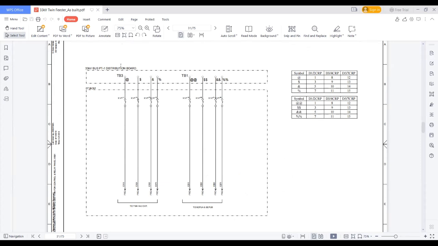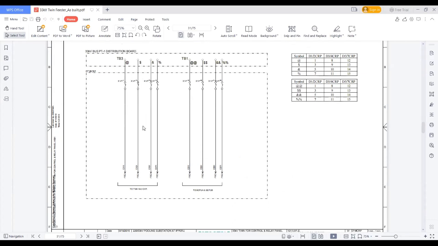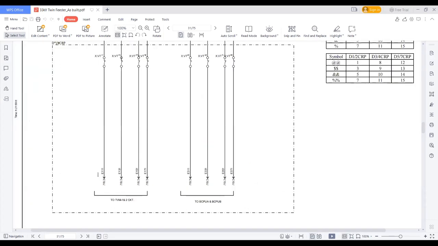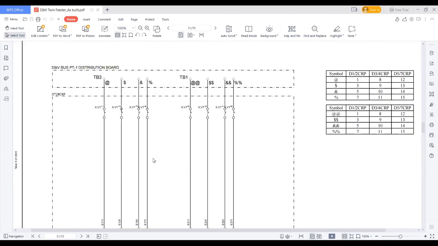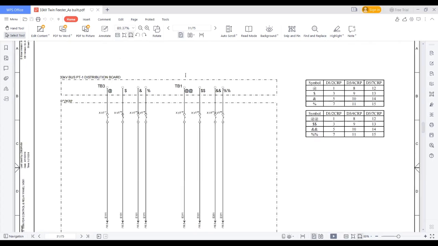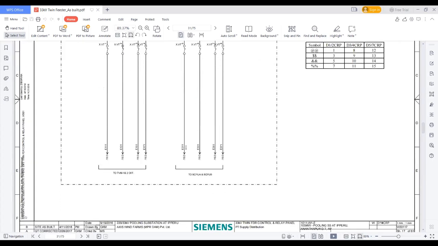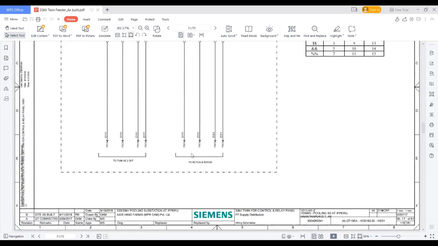Again, this is a distribution board, the PT distribution board. From this PT distribution board, it connects to the TVM. If you want to know the metering, it should be represented with ET. E represents the PT signal. E represents the PT signal. And this also connects E to the TCPU and BCPU.